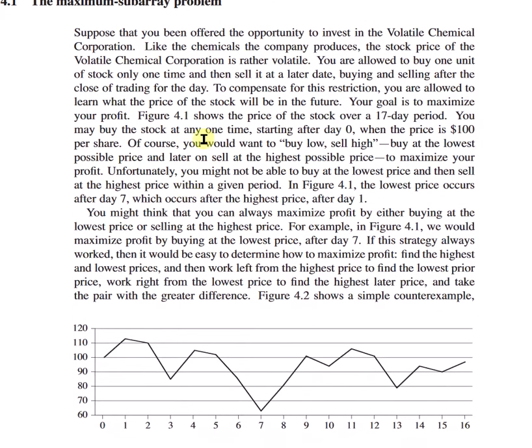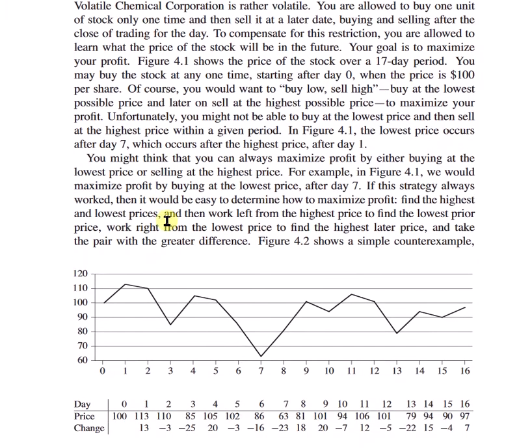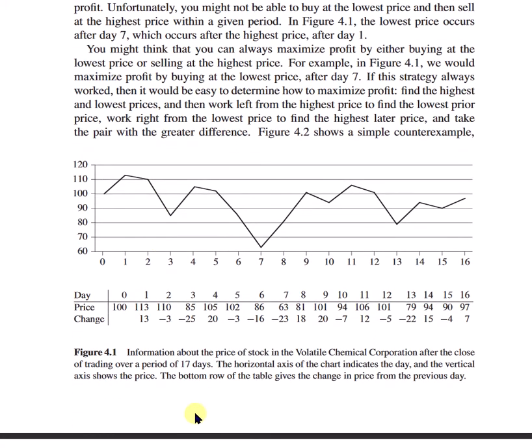Figure 4.1 shows the price of the stock over a 17-day period. This is the given figure with information about the price of stock in Volatile Chemical Corporation after the close of trading over a period of 17 days. The horizontal axis of the chart indicates the day and the vertical axis shows the price, same as given in this table. The bottom row of the table gives the change in price from the previous day. A positive value indicates a rise in the graph, while a negative value indicates a dip in the graph.